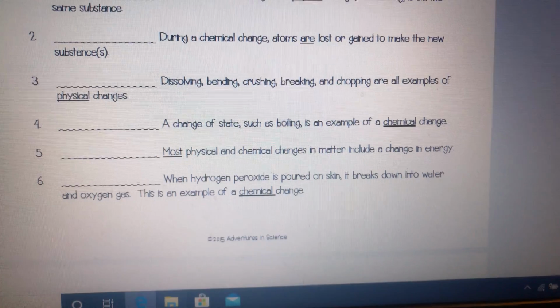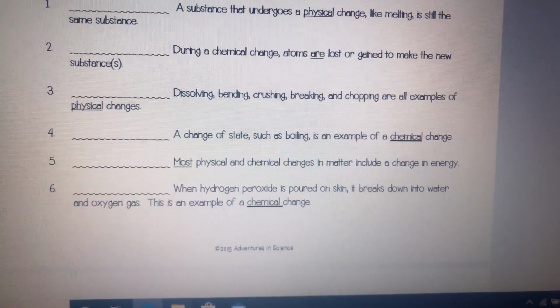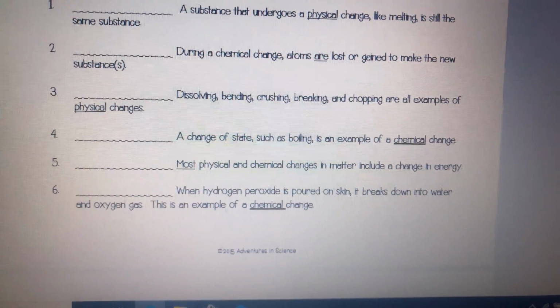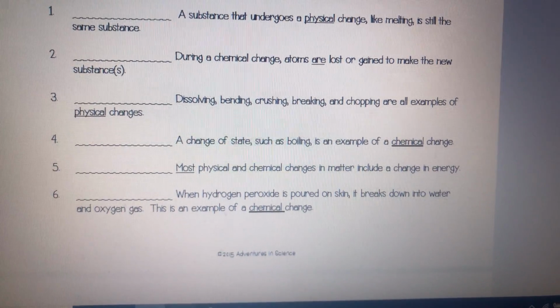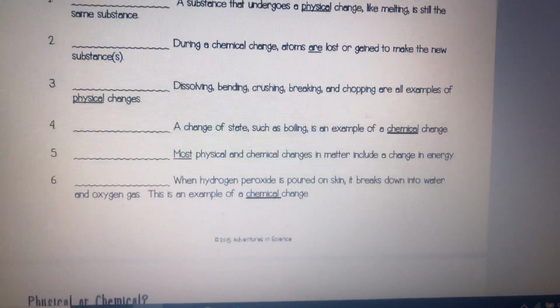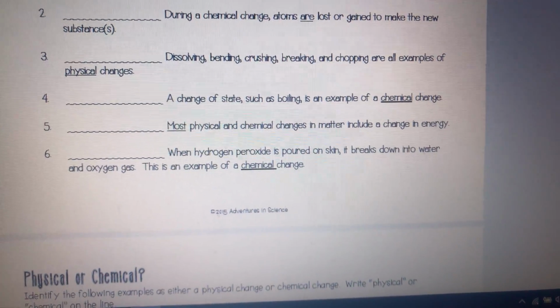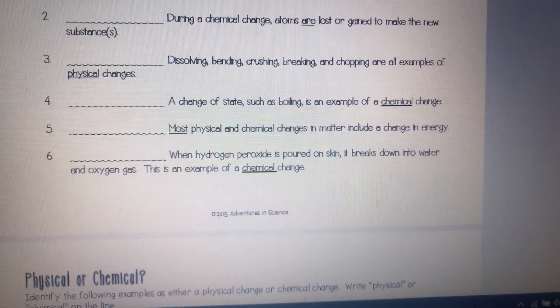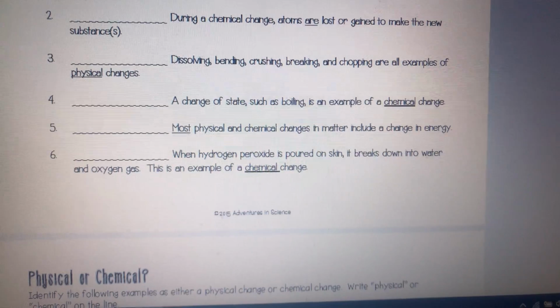A change of state, such as boiling, is an example of a chemical change. Yeah, you could boil something, but is it an example of a chemical change? Nope, because it can go from a liquid to a gas. Water does that all the time, doesn't it?